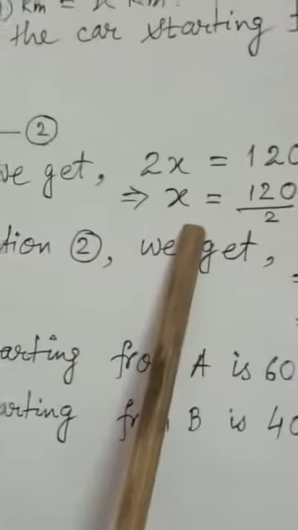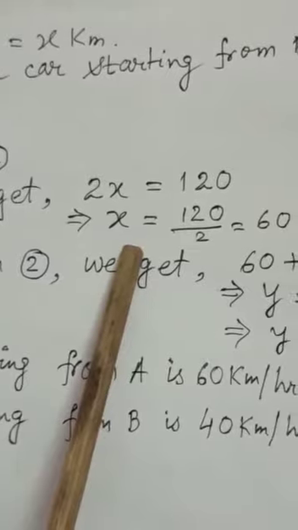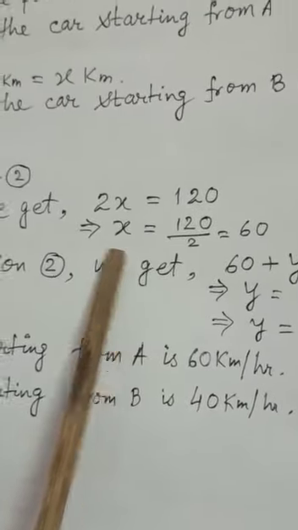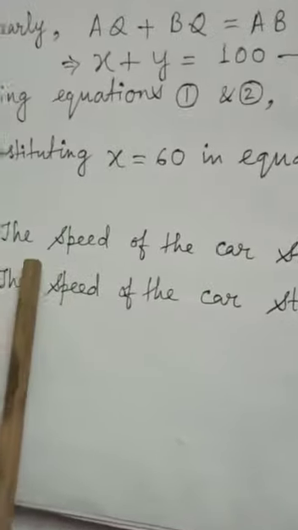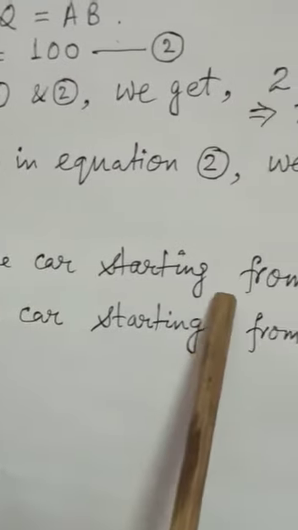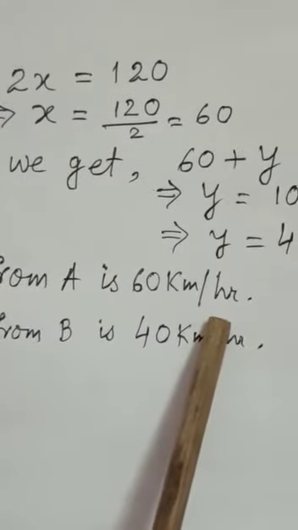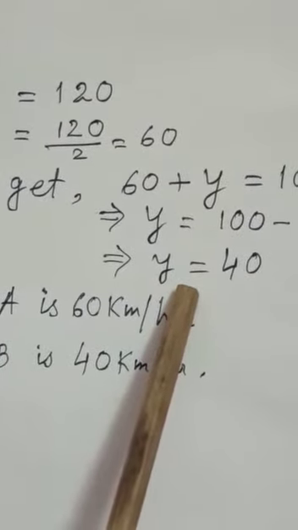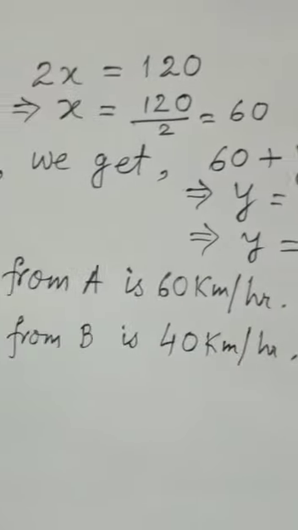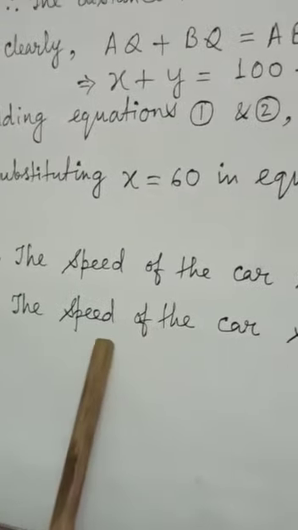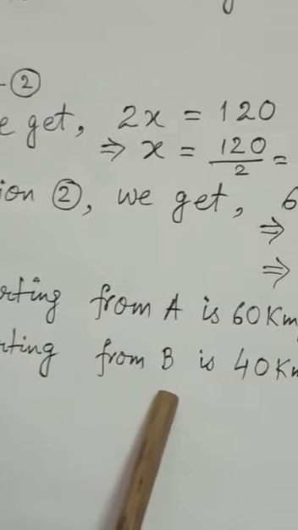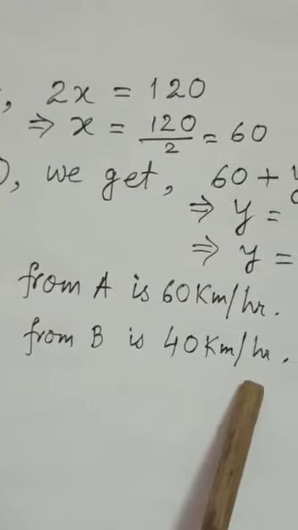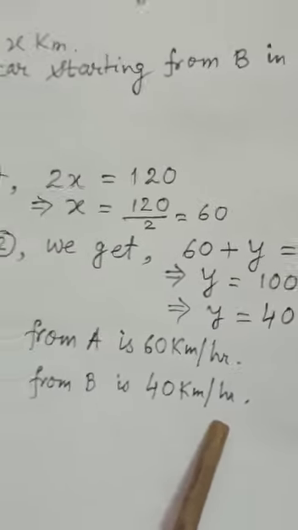But we supposed x as the speed of the car starting from A, therefore the speed of the car starting from A is 60 km per hour, and y we supposed as the speed of the car starting from B, therefore the speed of the car starting from B is 40 km per hour.